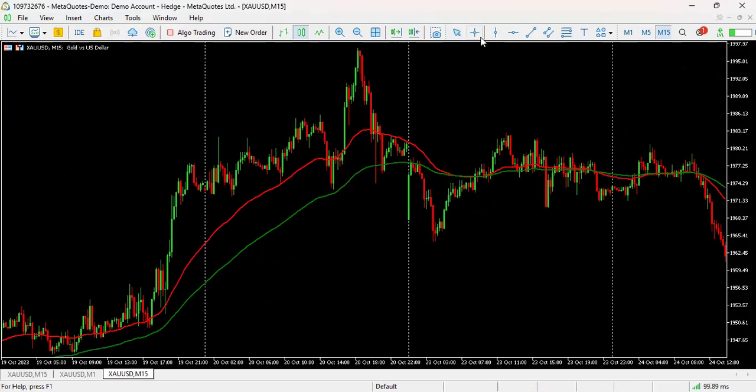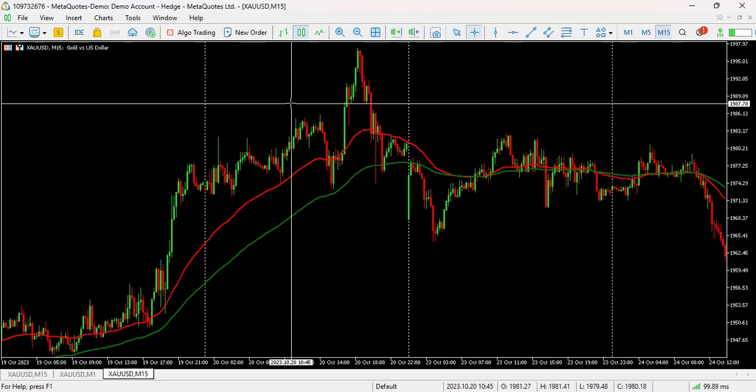I got my fan going. So if you hear the fan, it's because it's hot where I'm at.